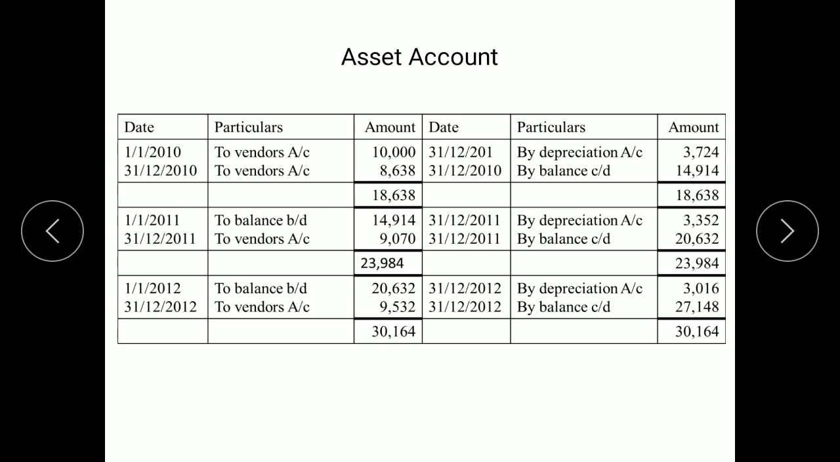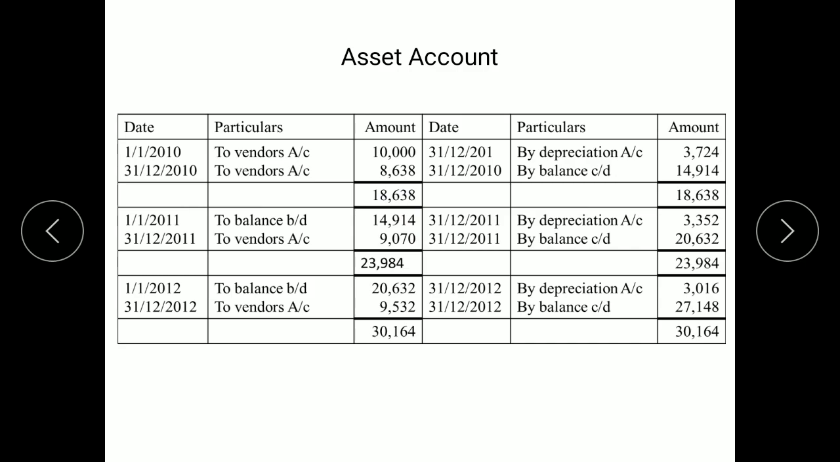Then at the end of the first year, depreciation was charged, so the entry will come on the credit side by depreciation account, the amount of depreciation in the first year. So here the debit side is more, 18,638. The difference will have to be transferred on the credit side. So by balance carried down 14,914. This balance will be brought down in the second year. So on 1st January 2011, to balance brought down 14,914.